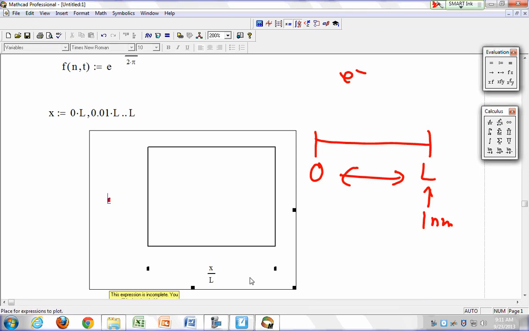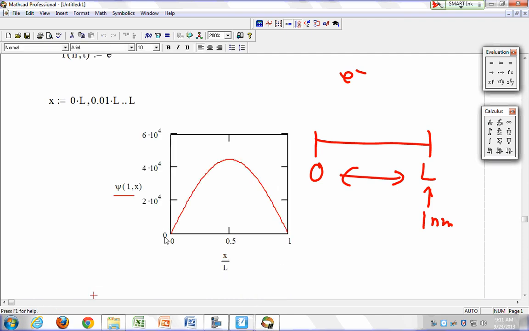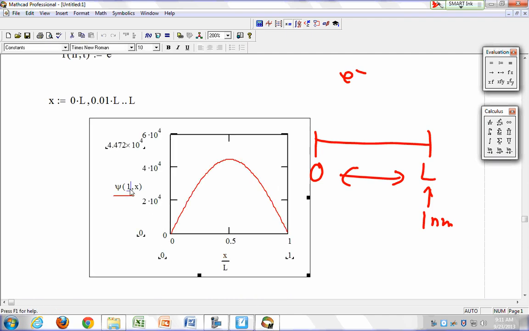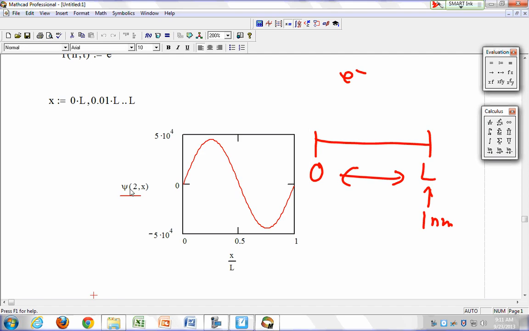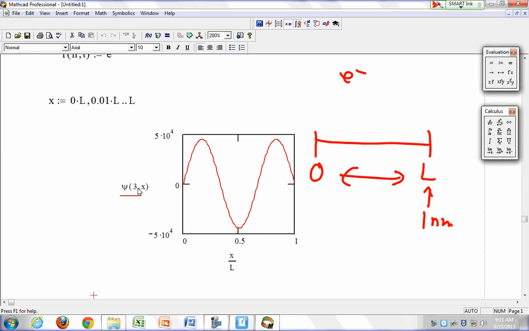And so I'm going to plot here psi of n, x. It doesn't know what n is, so I have to tell it what n is. If n is 1, that's what it looks like. If n is 2, that's what it looks like. If n is 3, that's what it looks like. If n is 4, that's what it looks like. So those are the parts that are not dependent on time.